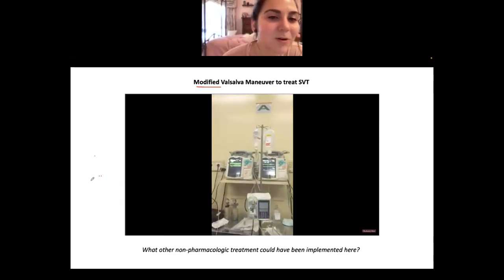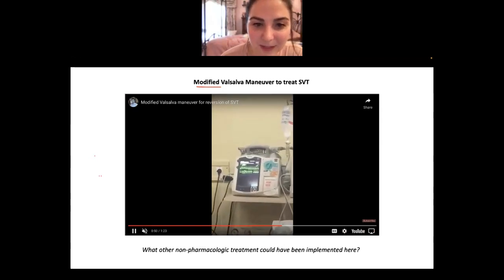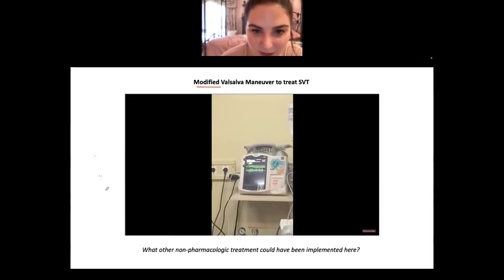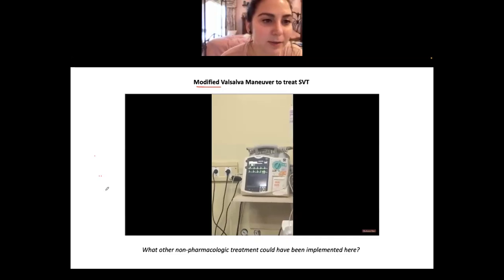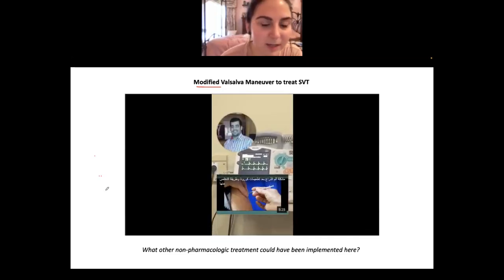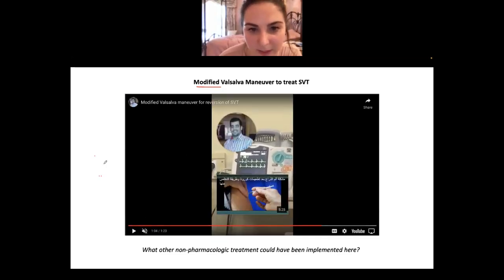And then what's really cool is you can see here, here's his supraventricular tachycardia, right? Look at his rhythm. And then after a few seconds of this, they basically break the arrhythmia, and he goes back to normal sinus rhythm just by doing a modified Valsalva. So they didn't even give him an antiarrhythmic. Just did this modified Valsalva maneuver.